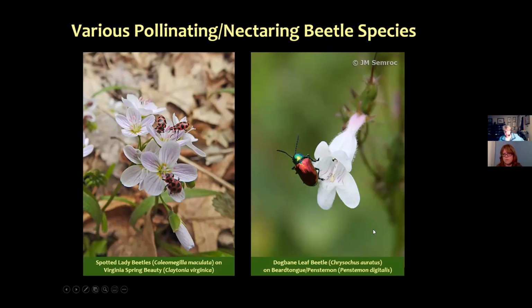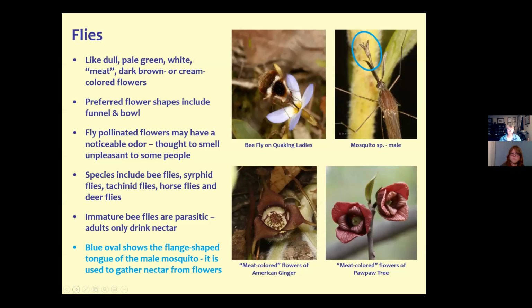Same thing over here on the right. There's a dogbane leaf beetle, which typically is eating the actual plant foliage, but they are also good nectar eaters and they will climb in. Here again, you can see those nectar trails inside the penstemon, because the nectar is way down here. So the insect is either going to have to crawl inside that flower or force its way inside to get to the nectar. But the pollen is much closer to the opening, which makes it easy for the insect to pick up that pollen and carry it to the next flower.